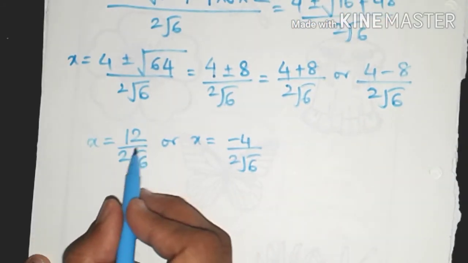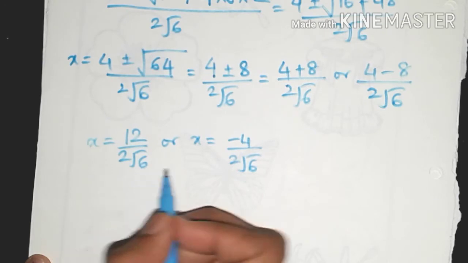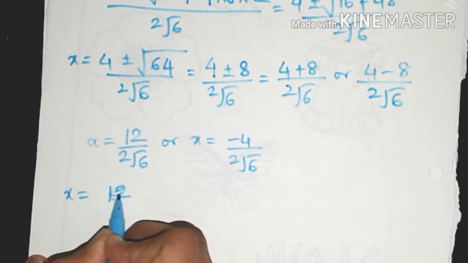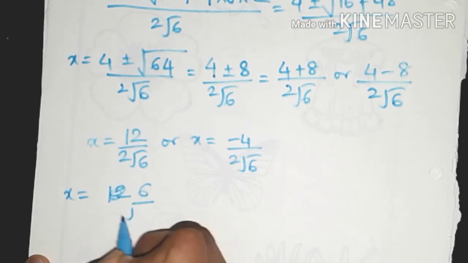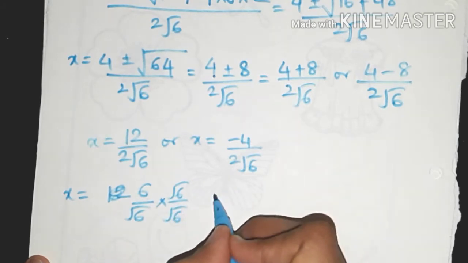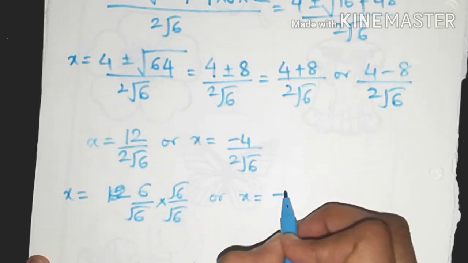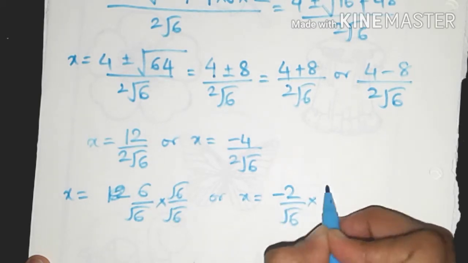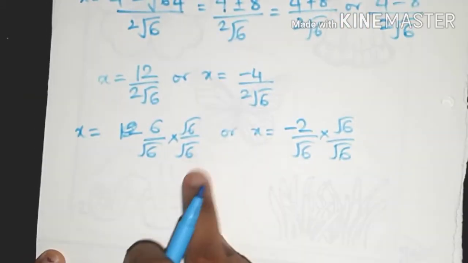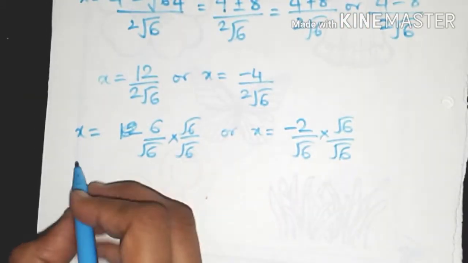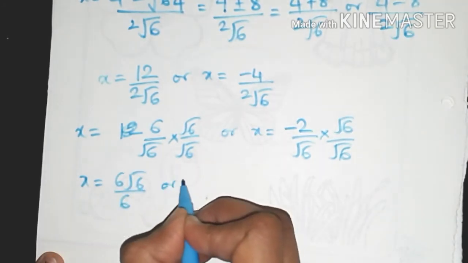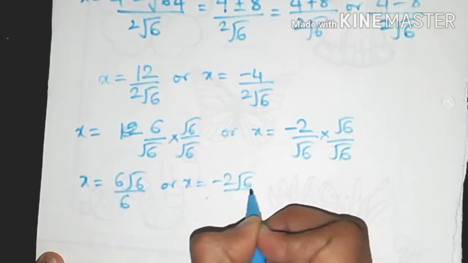Now what we do is we don't want a root in the denominator. So we have to eliminate that, friends. So 12 divided by 2, I can write it as 6. Now this root 6, what I do, I multiply and divide by root 6 for both the values. Okay, so here I'll get minus 2 root 6 upon root 6. So what is the aim of doing this? To eliminate a root value in the denominator. Get 6 root 6 upon 6, or I will get this way.